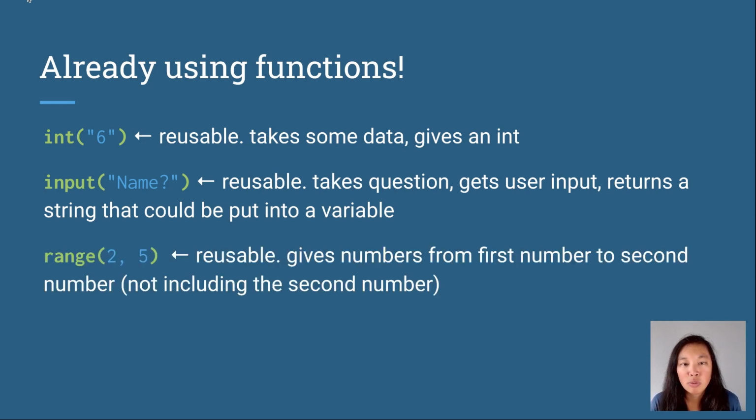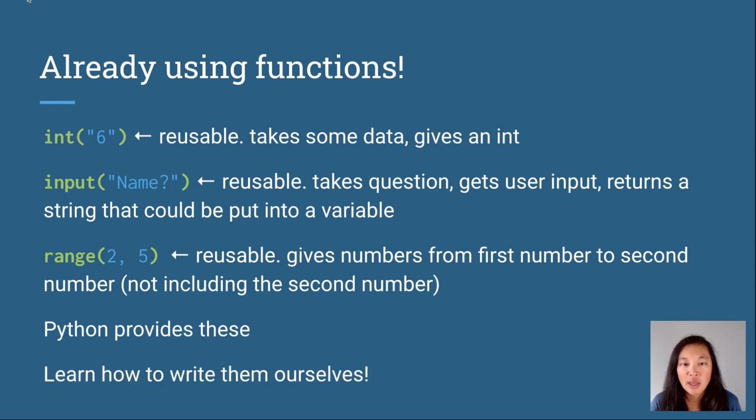We've also talked about range 2, 5. This is also reusable. It gives numbers from the first number to the second number, not including the second number. So Python provides these functions that we can use. And today we're going to learn how to write these ourselves.